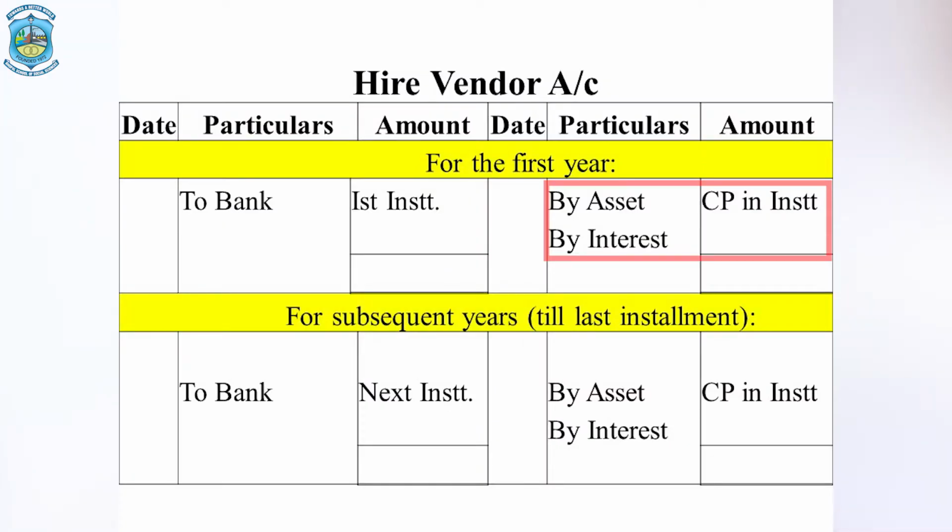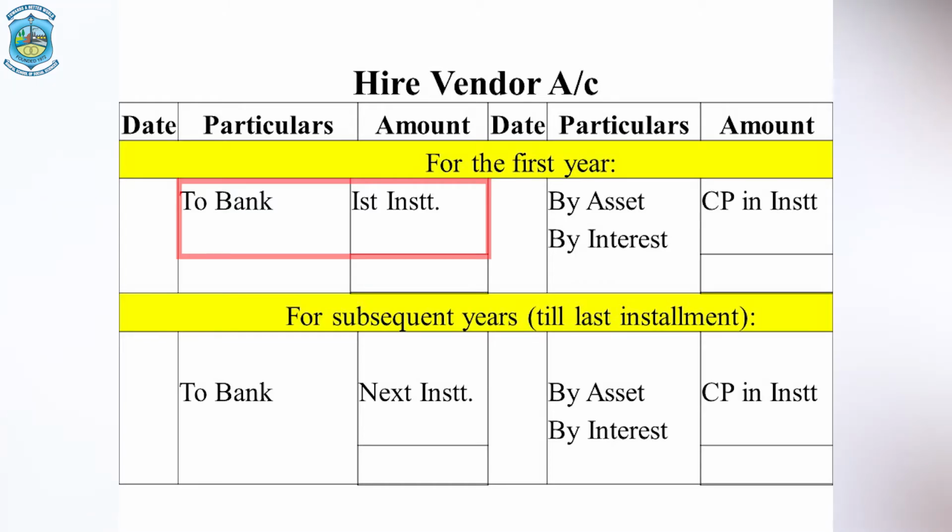Now, once you have recorded the total amount of installment as by asset and by interest in the credit side, the installment becomes due to the vendor. That is, the liability gets increased in the credit side. Now, this amount has to be paid to the vendor. So, come to the debit side and record the installment amount as to bank. I hope this is clear to everyone. Now, after this installment has been paid to the vendor, the account would automatically get closed for that particular year.